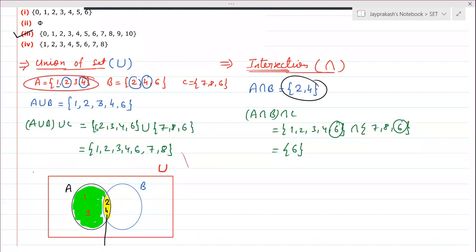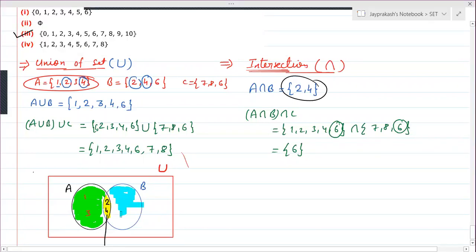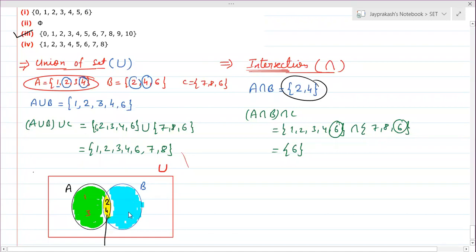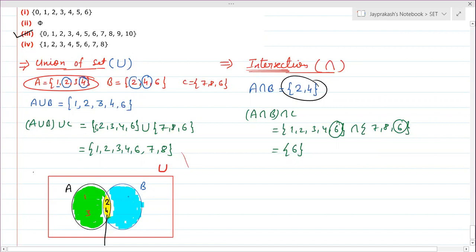Now for the remaining part as B, this portion, so here we will write the remaining elements of the set B. So set B having the remaining element, 6 is only remaining. So that means the set B contains 2, 4 and 6.